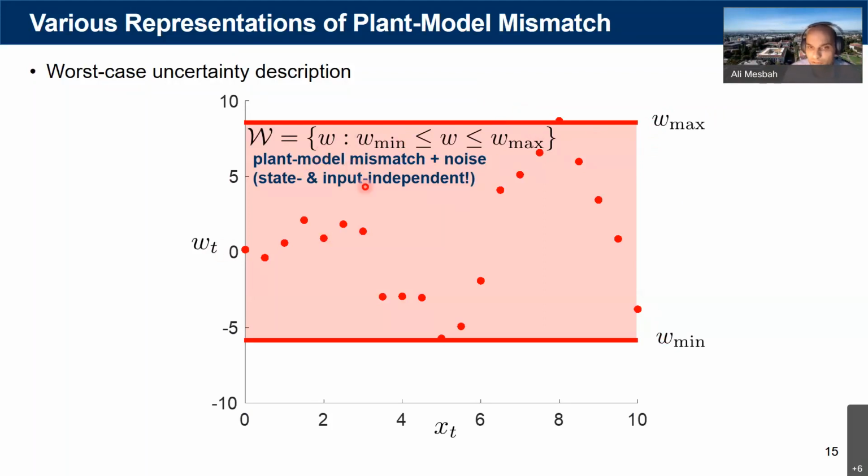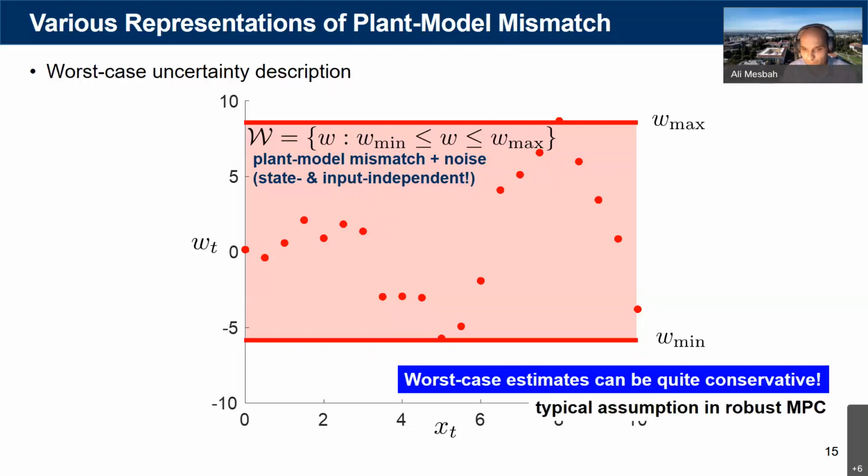But one important observation to make here is that such an uncertainty description is state and input independent, right? So it cannot really capture the dependence of your uncertainty model on the current state and on the current inputs of your system. And by the way, these worst-case uncertainty descriptions are very commonly used in robust optimization or robust MPC, and they can lead to quite conservative performance in decision making. Why? Because you are performing your decision making based on worst-case realizations of uncertainties, right?